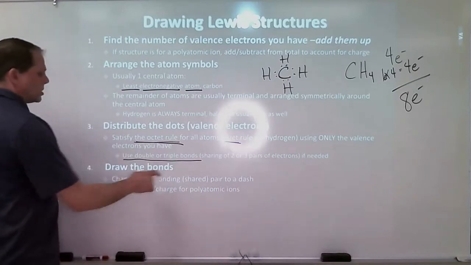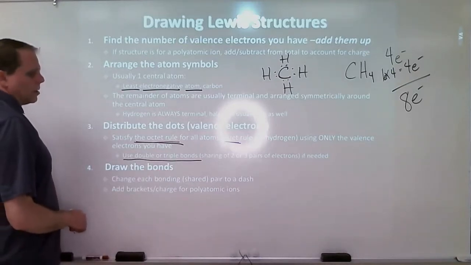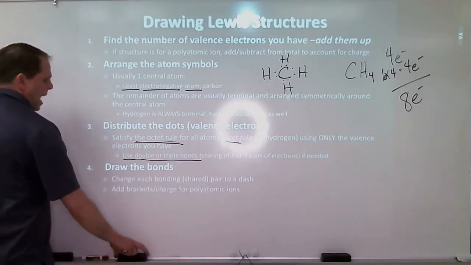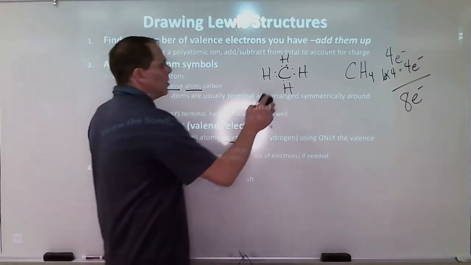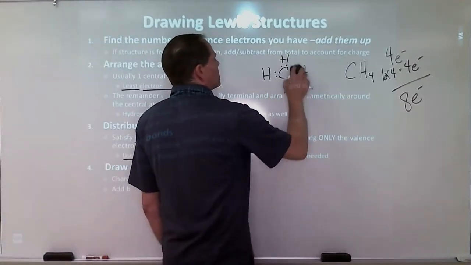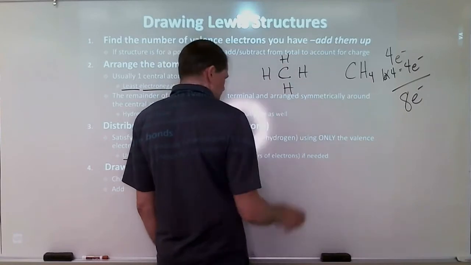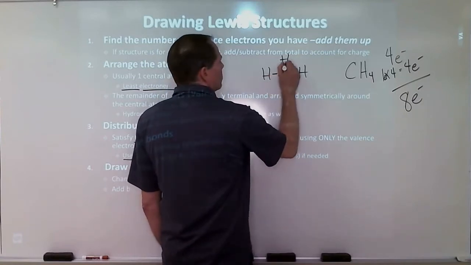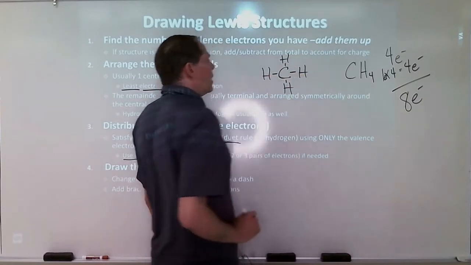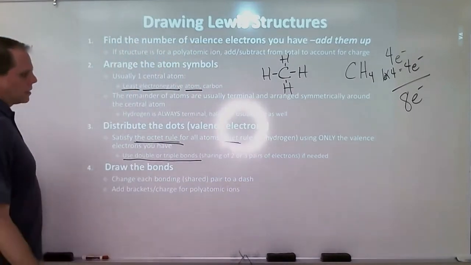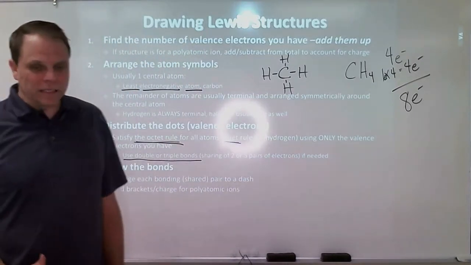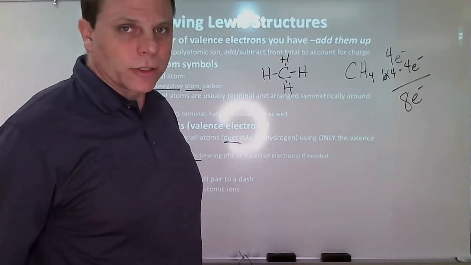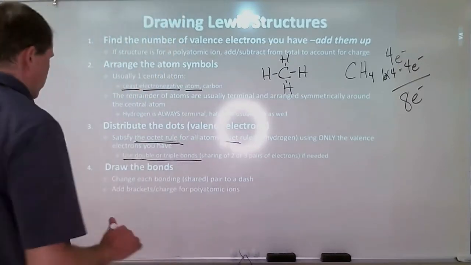So now I can go ahead and change those into bonds. I can change them into dashes. I don't have to, but let's just go ahead and change these into little lines. Boom, boom, boom, boom. Now that is the same thing. Do I need you to do that when you're doing Lewis dot structures? No, I don't need you to do that.